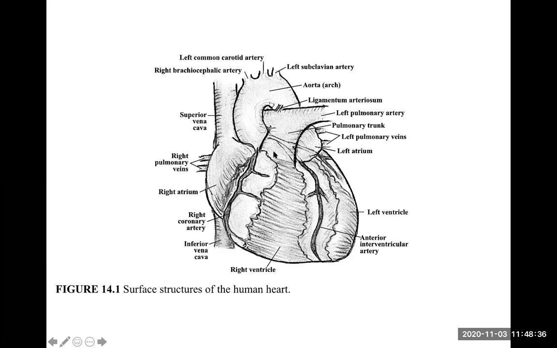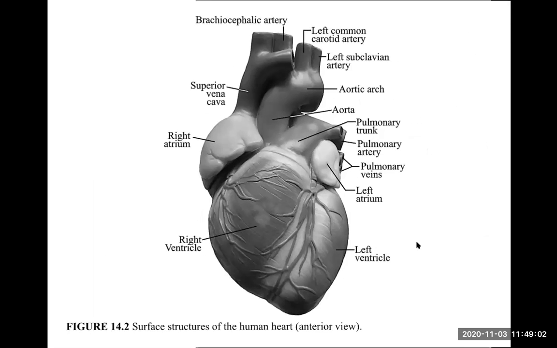Here's the aorta, the major artery that comes off of the left ventricle. The pulmonary trunk comes off of the right ventricle and separates into the right and left pulmonary arteries, which will bring deoxygenated blood to the lungs. And then oxygenated blood will come back from the lungs and enter the left atrium via these left and right pulmonary veins. You can see where some of the coronary arteries also lie in those sulci, or depressions.